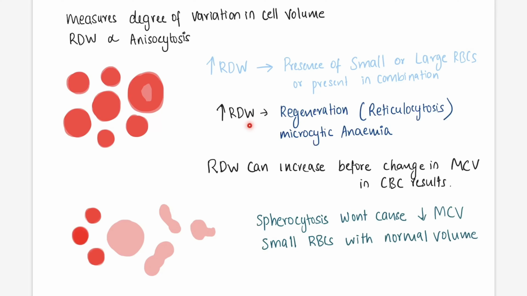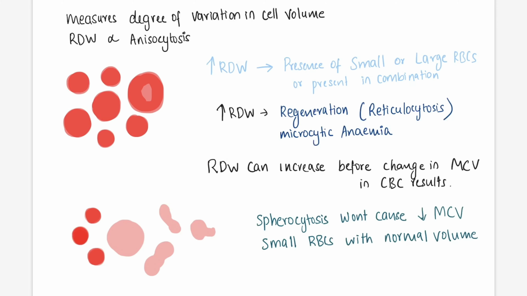So high RDW is commonly noticed in regenerative anemia with profound reticulocytosis. Why? Because reticulocytes are large and they have more volume. And they can also be seen in microcytic anemia. Why? Because it is microcytic. There are high number of small sized RBCs and they have small volume.